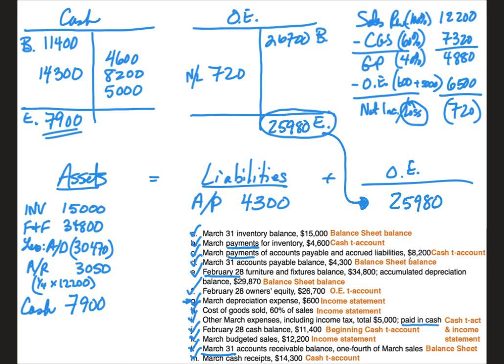And now we're going to simply add everything up. So when we add our assets up, you should get $30,280. And if you add liabilities of $4,300 plus $25,980, you should also get $30,280.